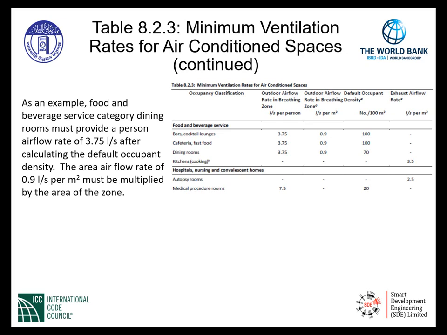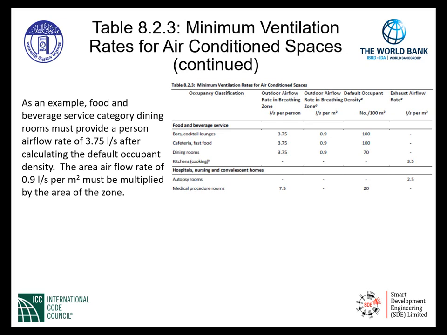As an example, in the food and beverage service category, dining rooms must be provided with a person airflow rate of 3.75 liters per second after calculating the default occupancy density. The area airflow rate of 0.9 liters per second per meter squared must be multiplied by the area of the zone. And the occupancy classification you can see here is food and beverage service.